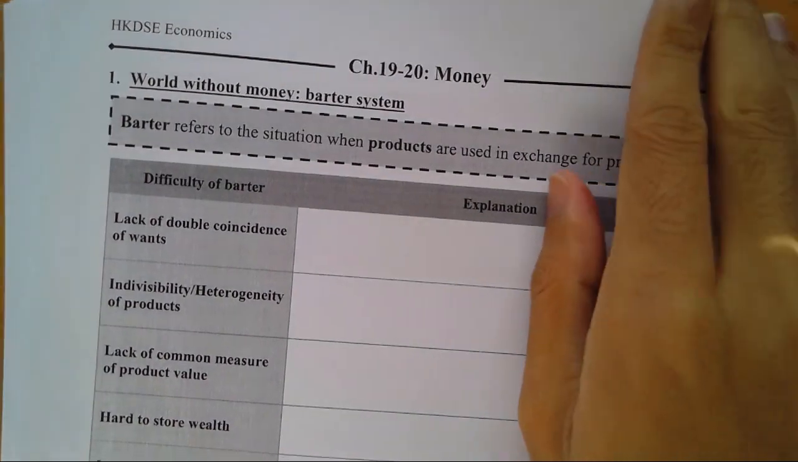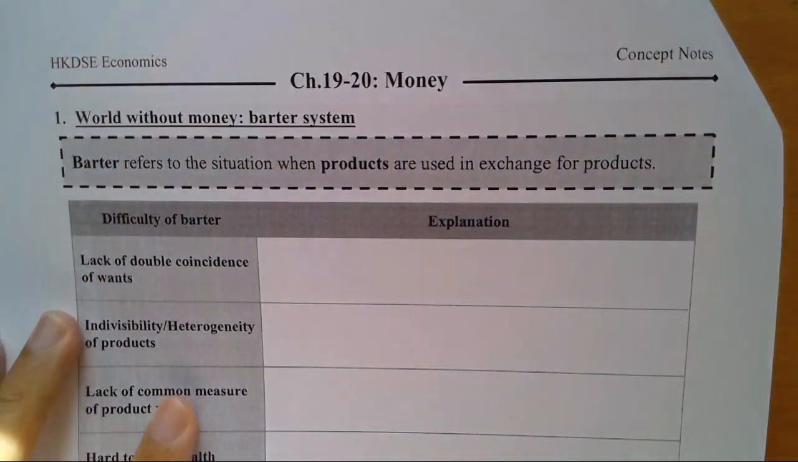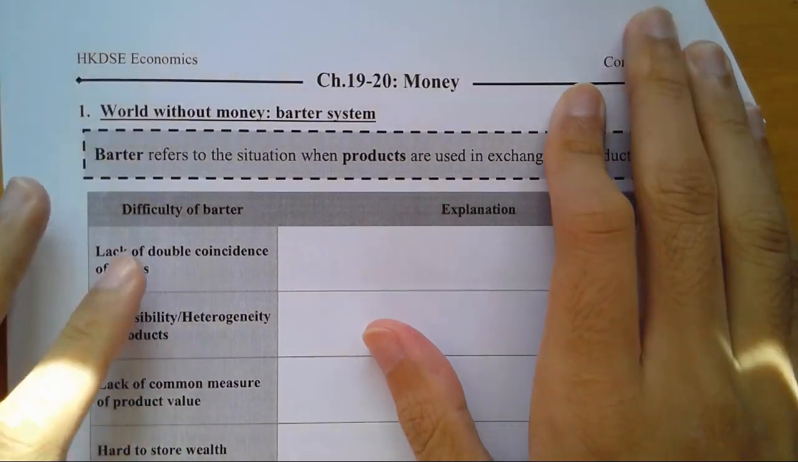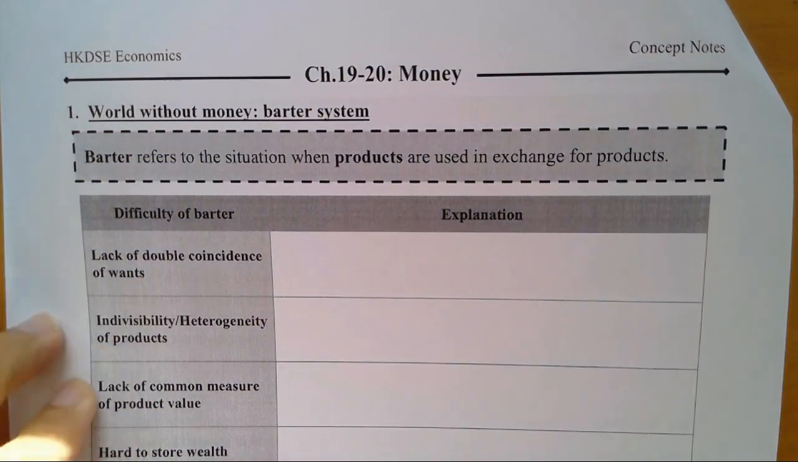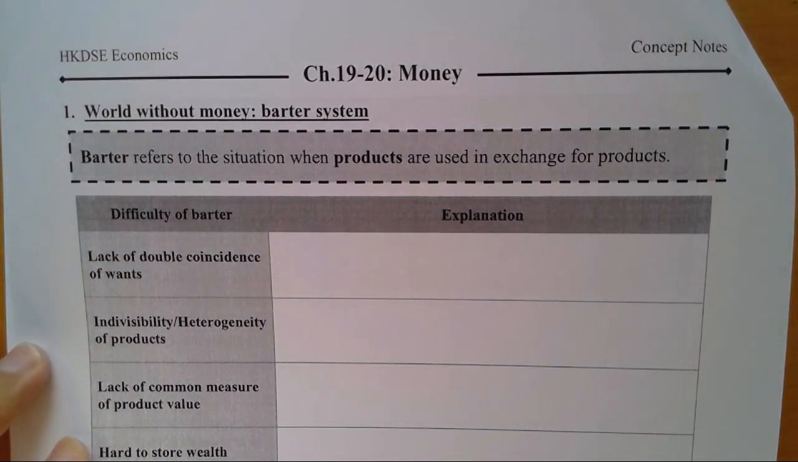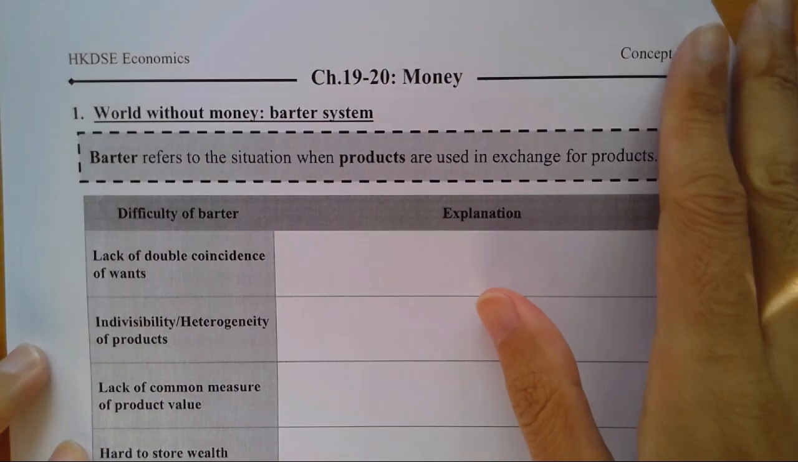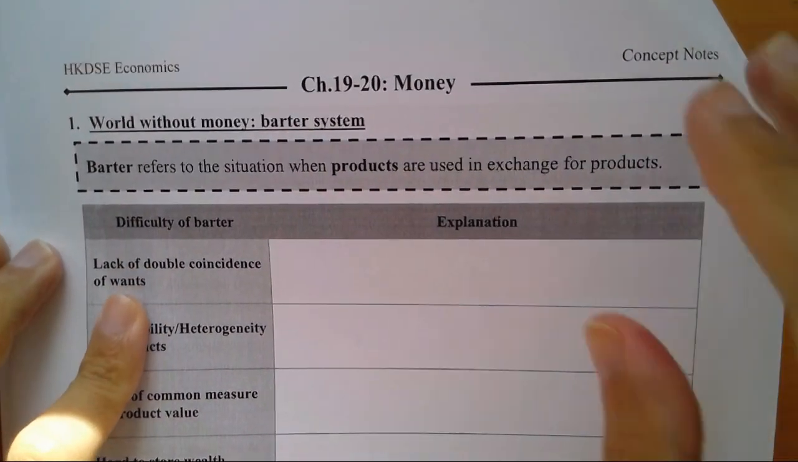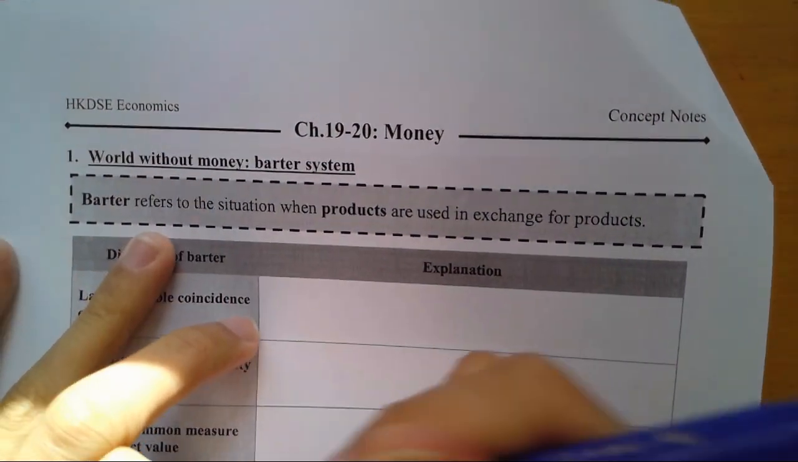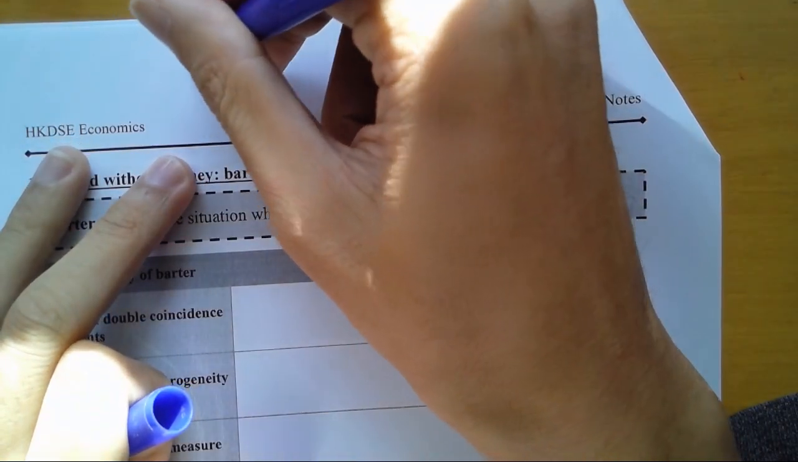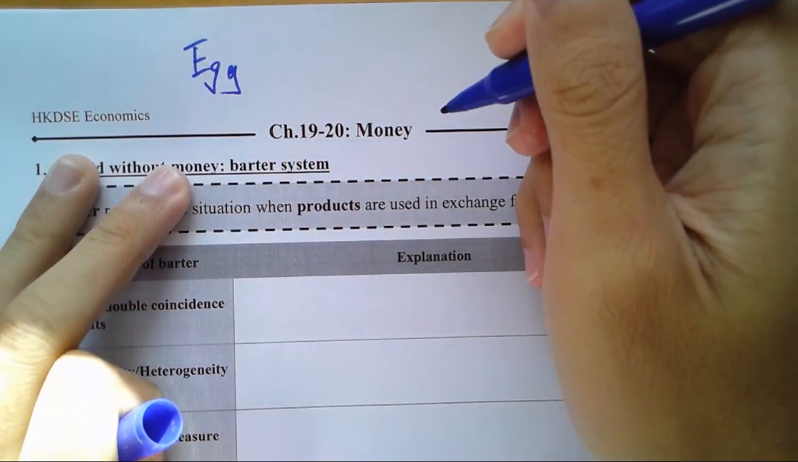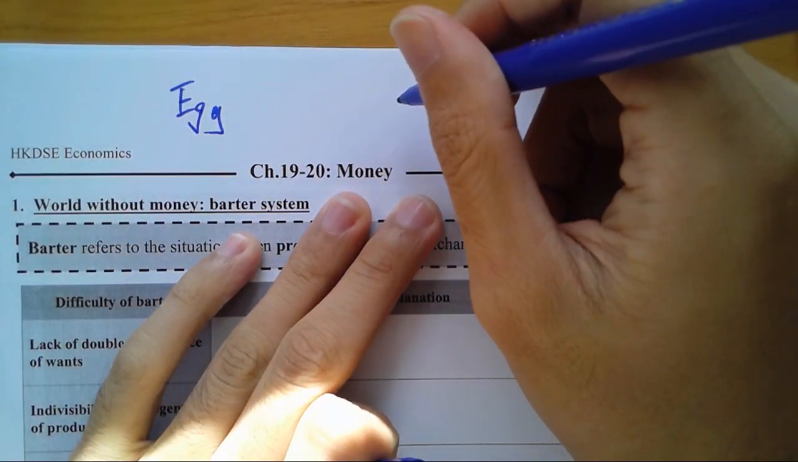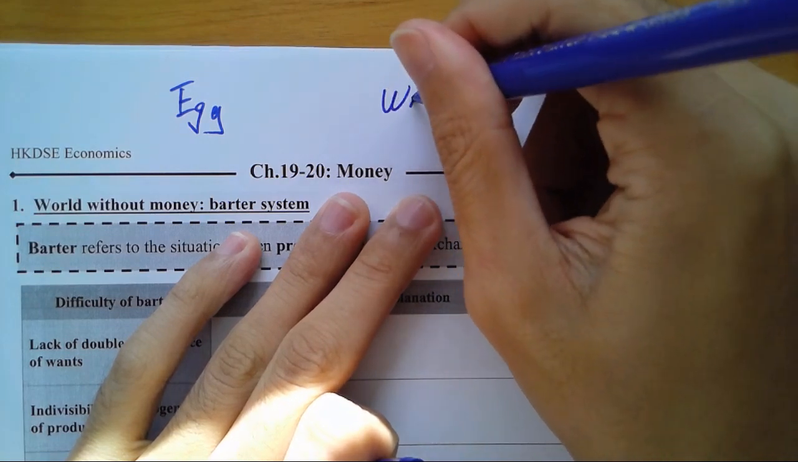Now, to study money, like I said in our classes, we actually need to go to the situation when there is no money. Okay, let's say the story goes like this. I have an egg here, and then you have, let's say, water.